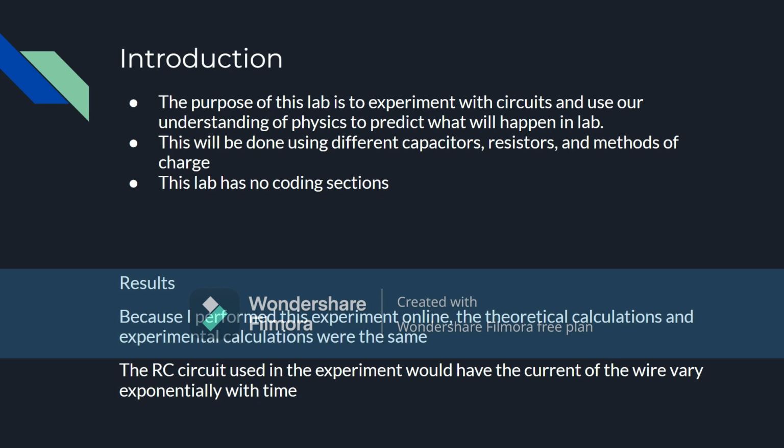Introduction. The purpose of this lab is to experiment with circuits and use our understanding of physics to predict what will happen in lab. This will be done using different capacitors, resistors, and methods of charge. This lab has no coding sections.